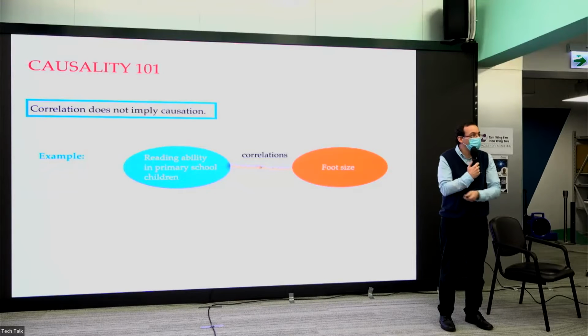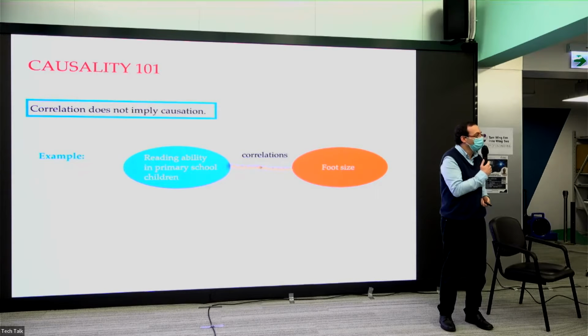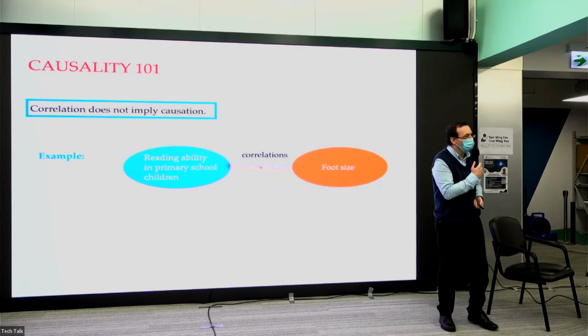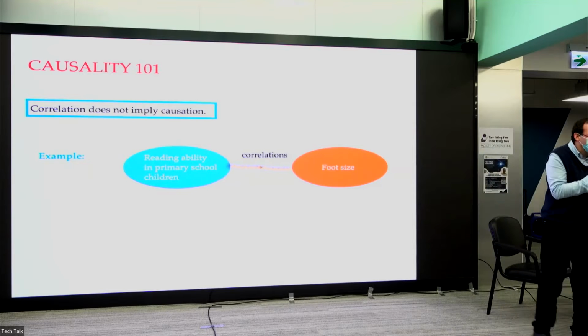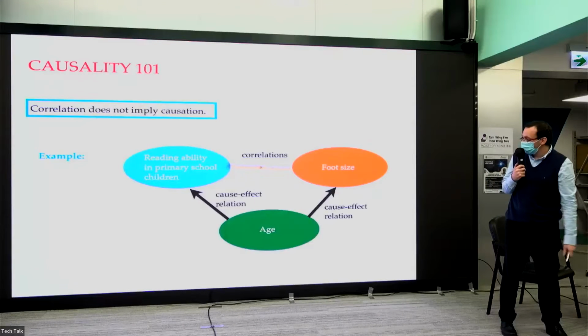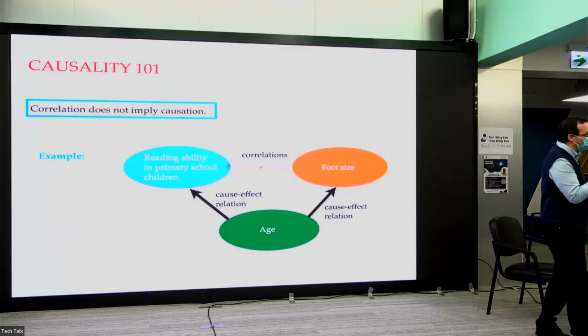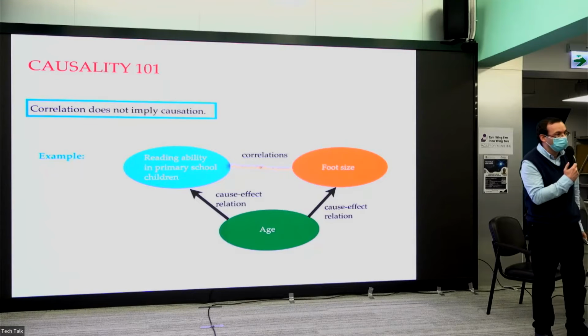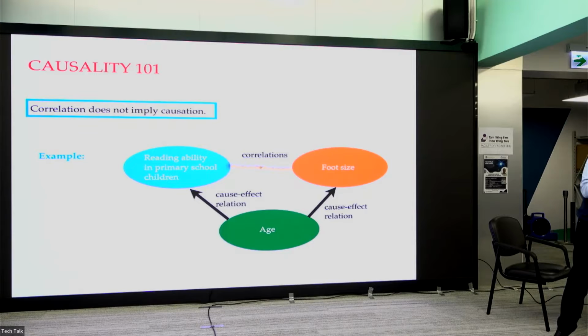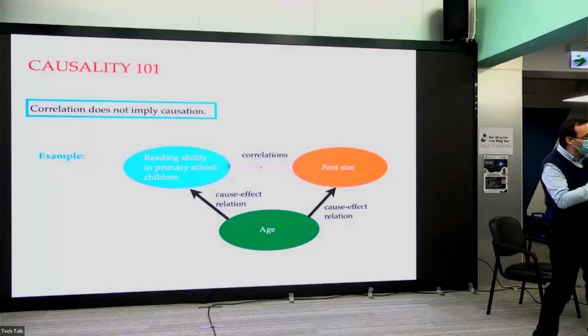Why do you think that these two variables are correlated? Anyone? A coincidence. It could be a coincidence. Well, a simple explanation is that the age of the elementary school kids is correlated both with the size of the feet and with their growing ability to read.